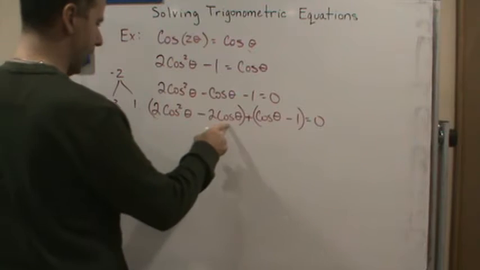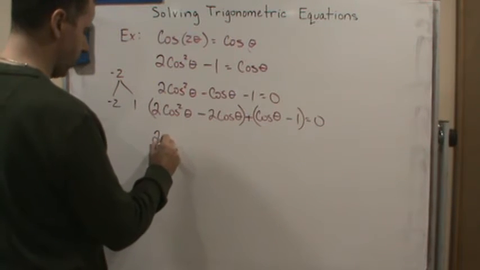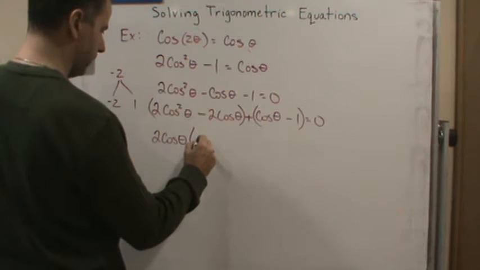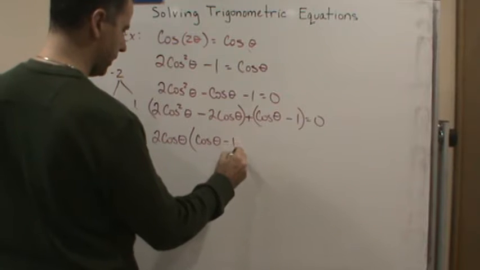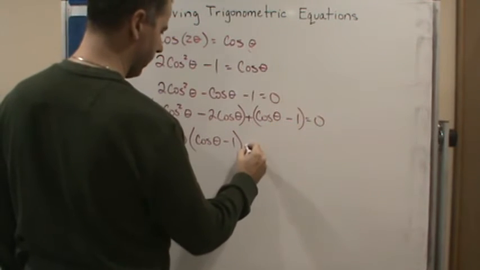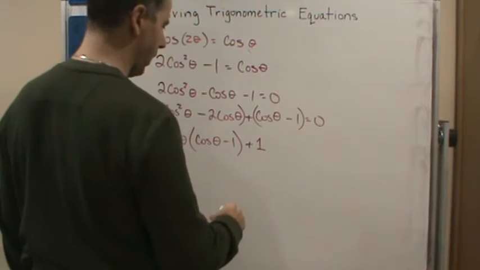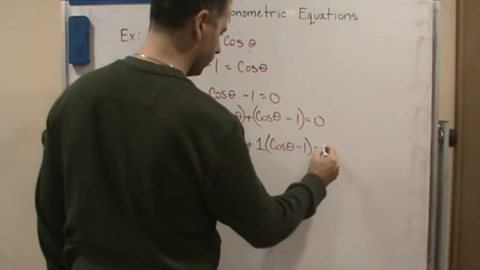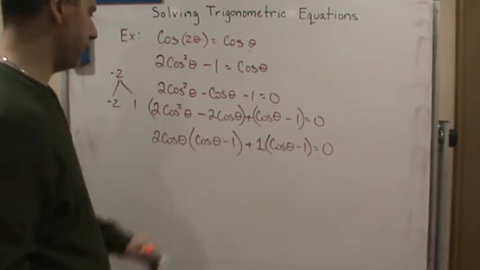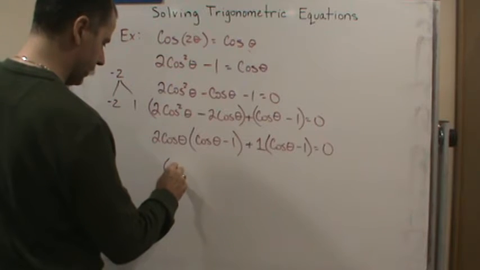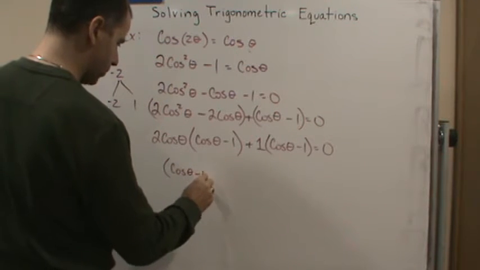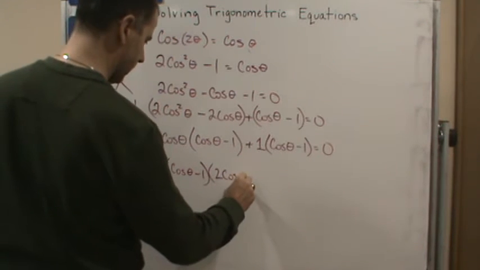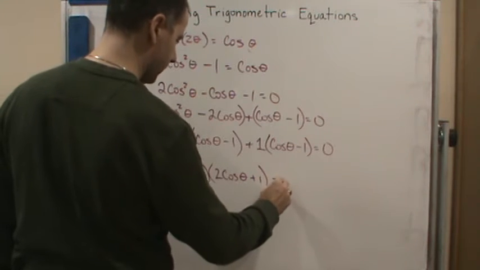From the first group, I'm going to factor out 2 cosine theta. And that's going to leave cosine theta minus 1. And then of course I have cosine theta minus 1 here, so I'm going to put in the imaginary 1 here, times cosine theta minus 1 equals 0. And now I'm going to factor out the common factor here. That's going to give me cosine theta minus 1, times what's left over, which is 2 cosine theta plus 1 equals 0.